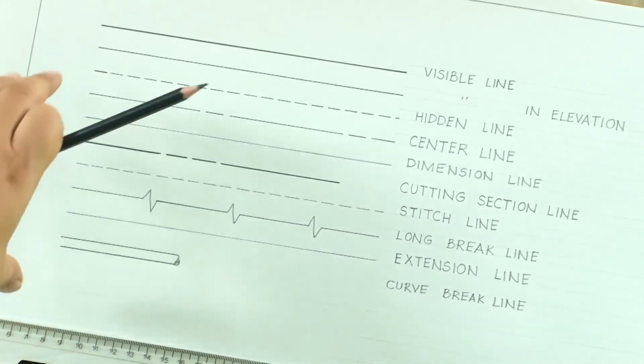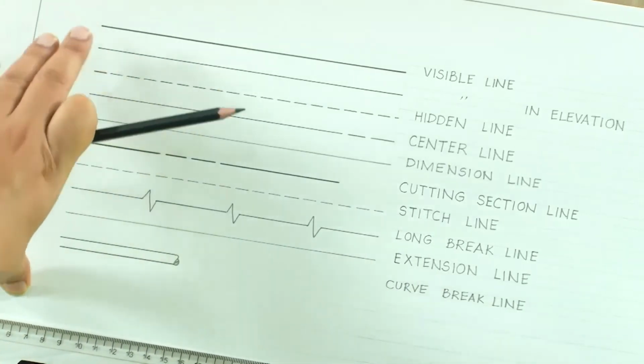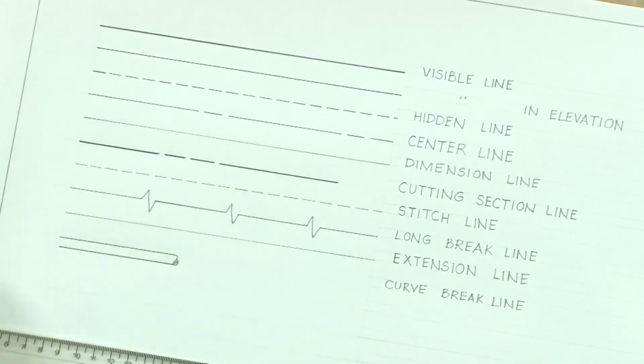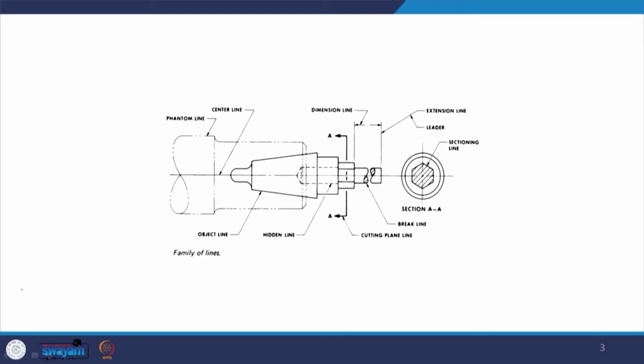So these are some of the most common lines which we will be using. There is another one which is called the phantom line, which we will see in the object. So just consider this object which we are seeing on the screen. This is the main object in question. If you see here, this is the object line, which is a visible line. This is the darkest line here. It means that this is the visible part of the object when we are drawing it.